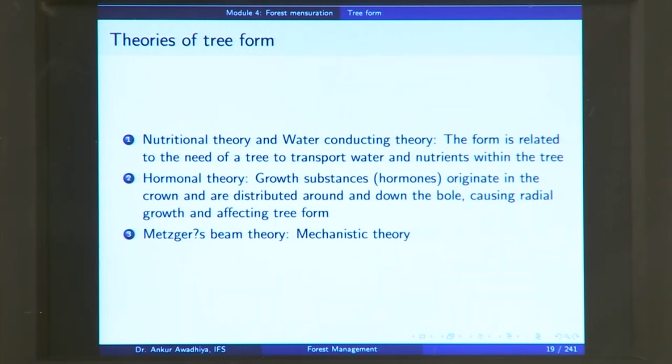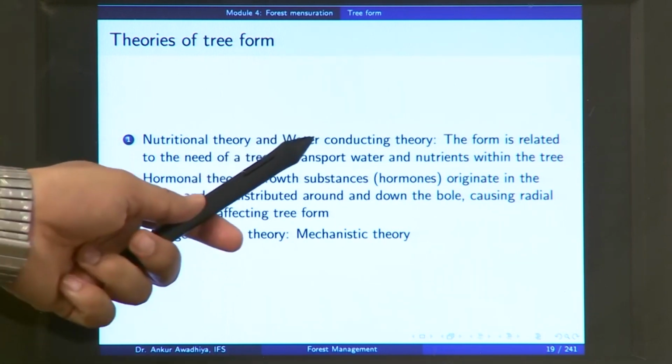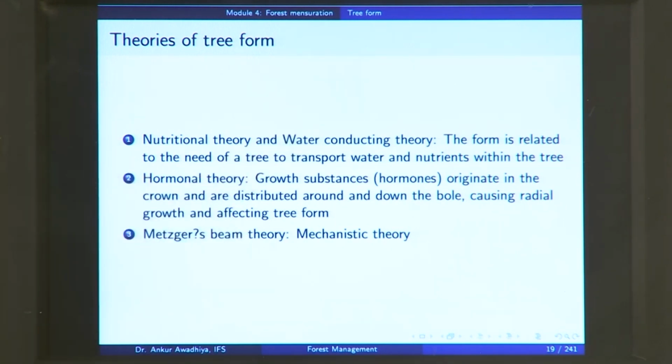The first one is known as the nutritional theory or the water conducting theory. This theory says that the form is related to the need of a tree to transport water and nutrients within the tree, and that the form of the tree has been derived through evolution in such a manner that it optimizes the ability of the tree to conduct water and nutrients throughout its body.